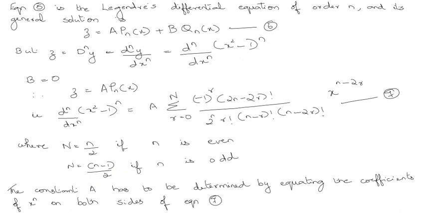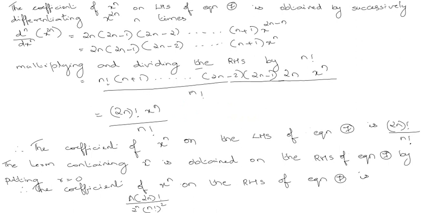Now our next task is to find the constant a by equating the coefficient of x raised to n of equation 7. By equating the coefficient of x raised to n of equation 7, we can find this constant a. For that, in order to get the coefficient of x raised to n on the LHS, we have to differentiate it n times.